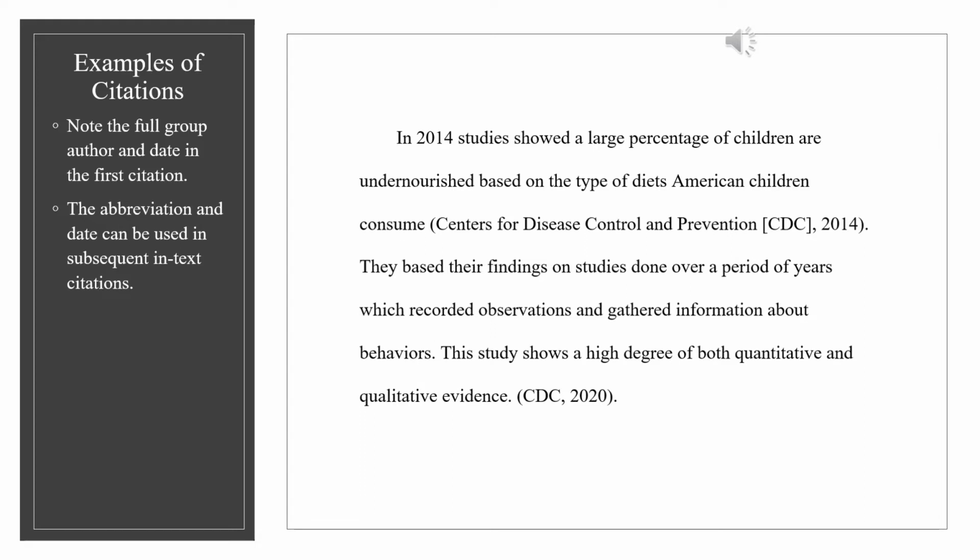Here we have a group author, and you'll note that in the first citation in the text we put in the entire name and then the abbreviation in brackets followed by the year. Now in the next in-text citations throughout the paper, you can simply cite the abbreviations and the year.